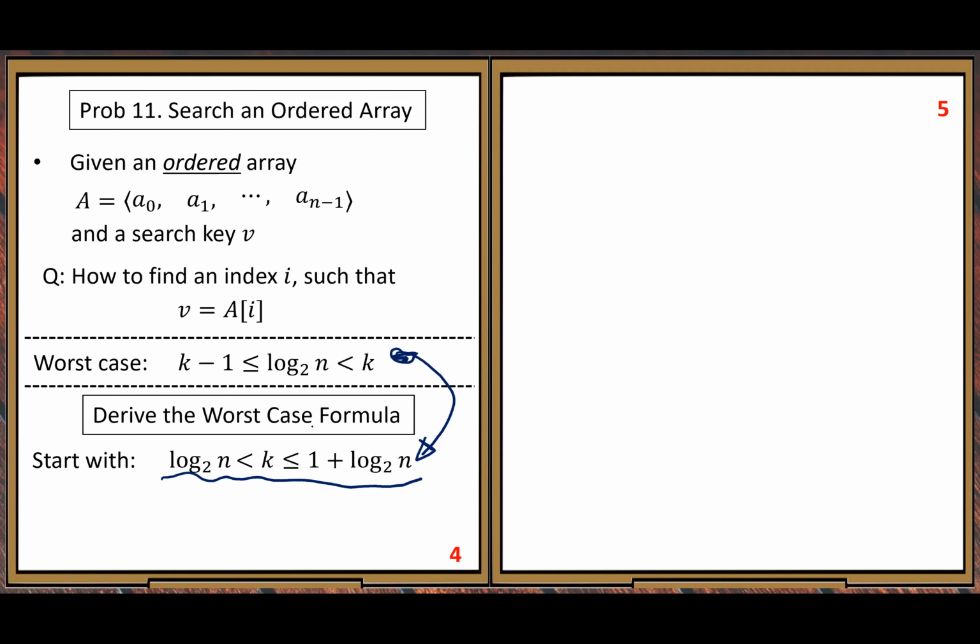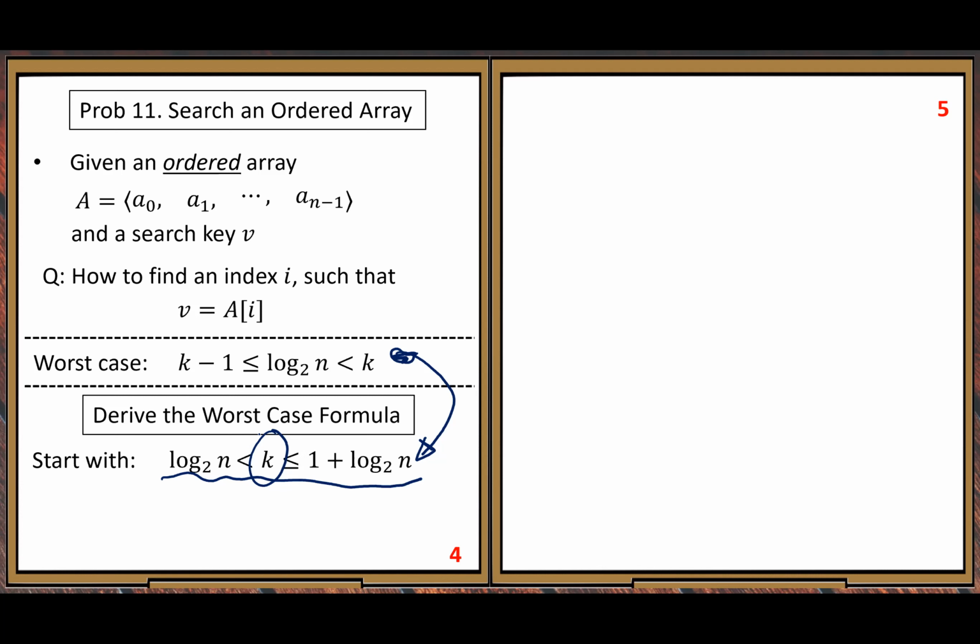But this time we want to describe the K. Because we assume N is known. N is given. And we want to find a formula for K by using floor function and a ceiling function. Floor function and a ceiling function.